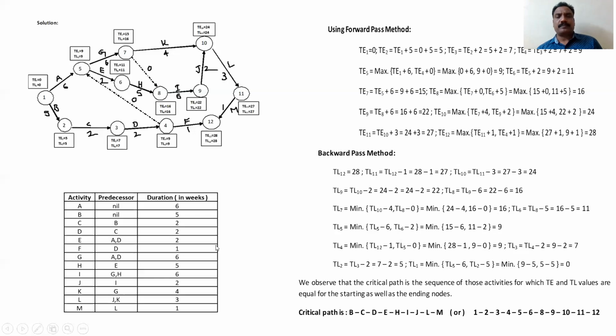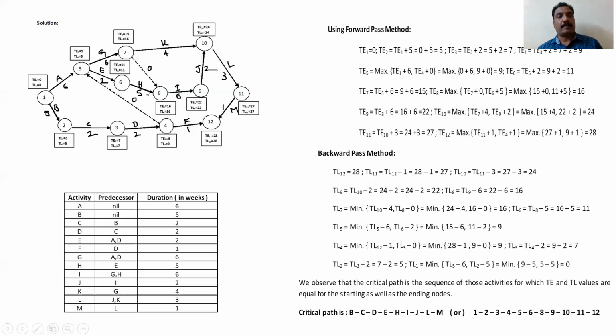Okay. Now, what are the critical activities? Critical activities means where the TE values and TL values are the same, that is a critical path. See, TE and TL at 0 are the same. Then you can come to 2, here these two are same. Then 3, 4. Then you can go to 5, 6, 8. Then 9, then 10, 11, 12. So this is the critical path like this.